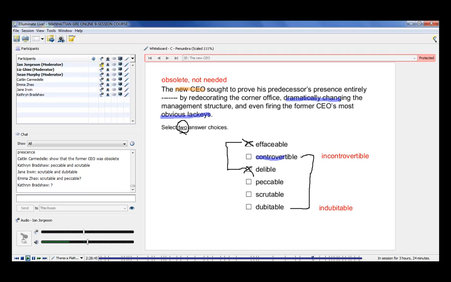They're actually good synonyms. And then peccable and scrutable, one has to do with behavior, the other one has to do with clarity or understanding, and they're not related. So we get our classic two pairs of synonyms and then two unrelated words. And in the end, our answer is effaceable and indelible, because they both have to do with being able to get rid of, delete, remove the previous CEO.